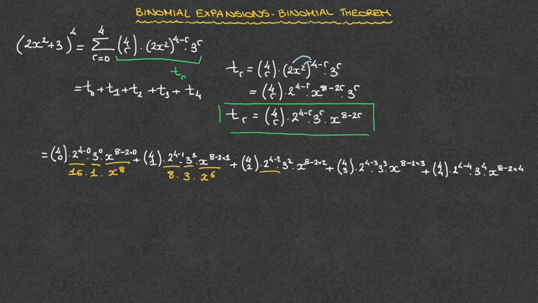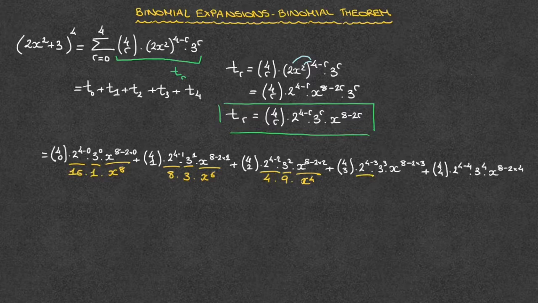We have 2 to the power of 4 minus 2, which is 2 squared, and that's 4, times 3 raised to the power of 2, which is 9, times x raised to the power of 8 minus 2 times 2. So that's x raised to the power of 4. We look at the next term.